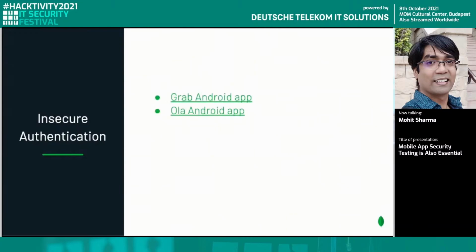For this particular example, I've noticed that the Grab and Ola mobile apps had this vulnerability. The security researchers, in the case of Grab specifically, were able to bypass the two-factor authentication by brute forcing the four-digit code. Actually, there was no limit on how many times that code can be entered. So you can gain access to any account. You can modify payment methods, or even use the existing payment methods, create any orders, etc.